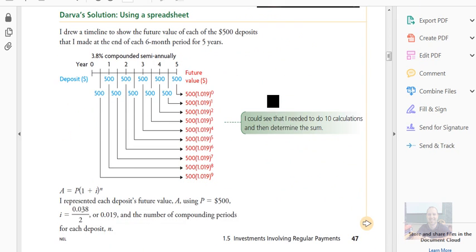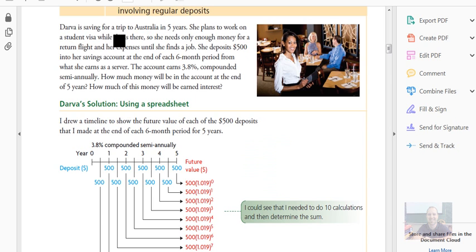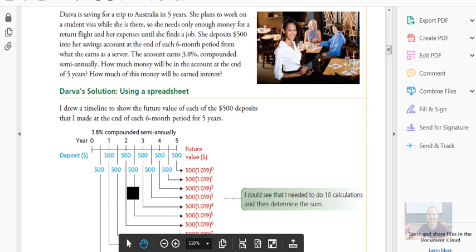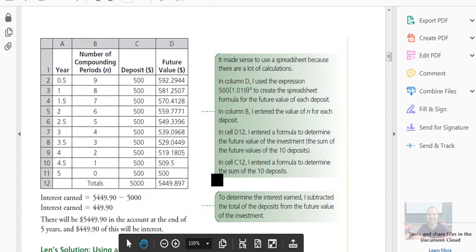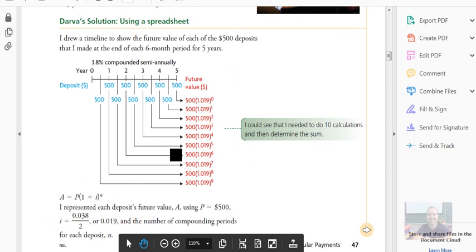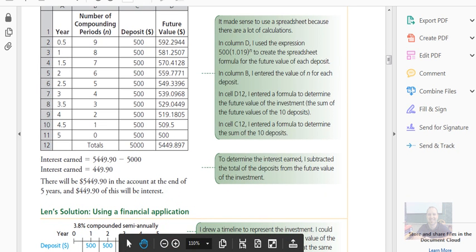So here's the example. The example says, Darva is saving for a trip to Australia in 5 years. She plans to work on a student visa while she's there, so she needs only enough money for a return flight and her expenses until she finds a job. She deposits $500 into her savings account at the end of each 6-month period from what she earns as a server. There she is right there, Darva. The account earns 3.8% compounded semi-annually. How much money will be in the account at the end of 5 years? So with regular payments, you're going to have to do a series of different calculations and add them all up. That's if you're doing it sort of the long way. I want to show you how to use your calculator.